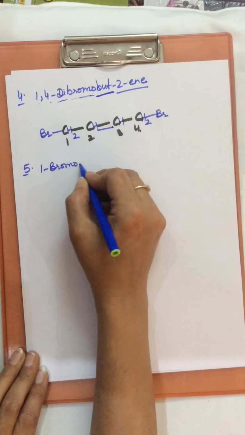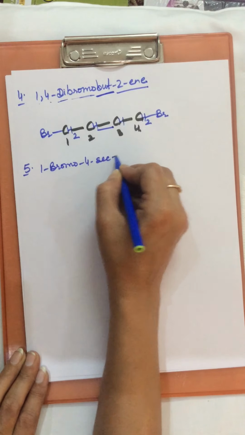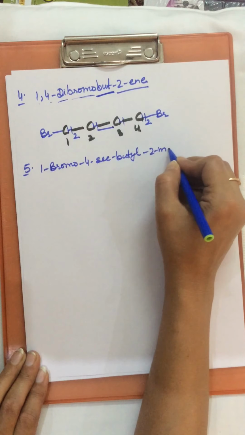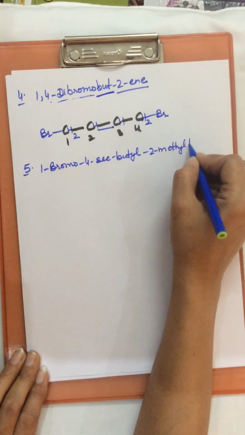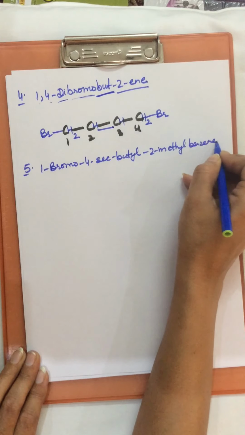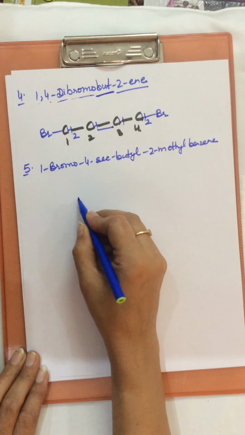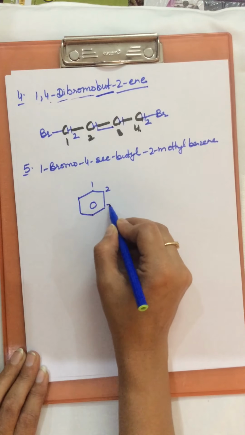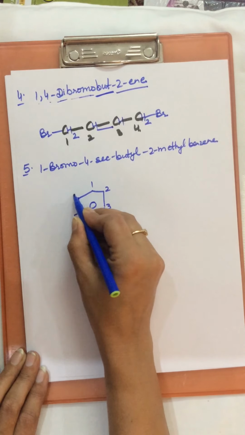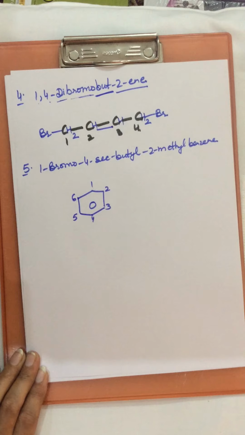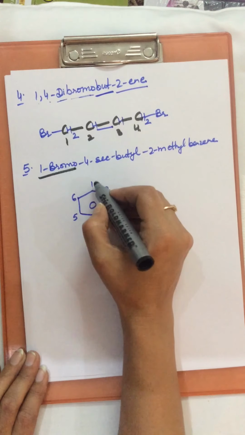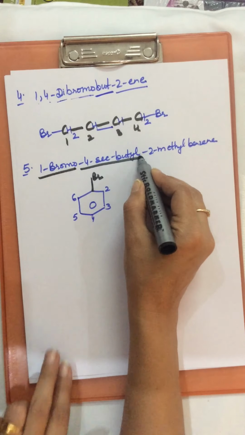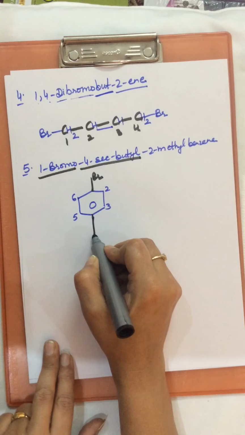Fifth question. 1-bromo-4 secondary butyl-2-methyl benzene. Benzene, this. Then number it again clockwise or anti-clockwise. Start from any carbon like this. 1-bromo. With first carbon we put the Br. And 4 secondary butyl. With fourth carbon we put the butyl group.